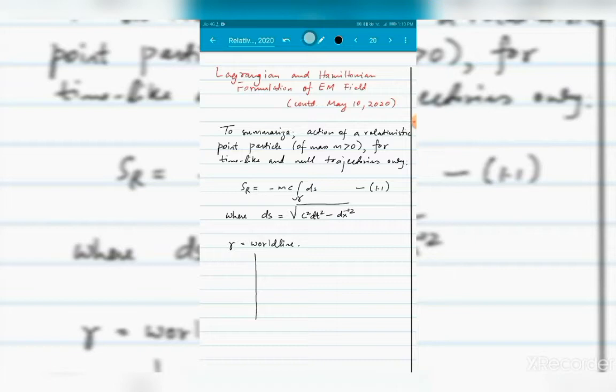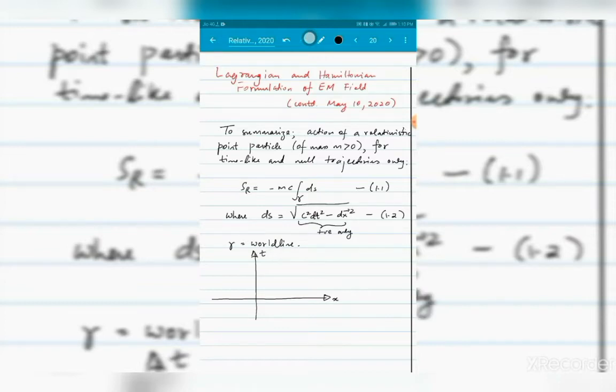Now here ds is defined in expression 1.2. It's the square root of c squared dt squared minus dx squared. So if you will notice, this expression is positive only for paths which are either time-like or null.